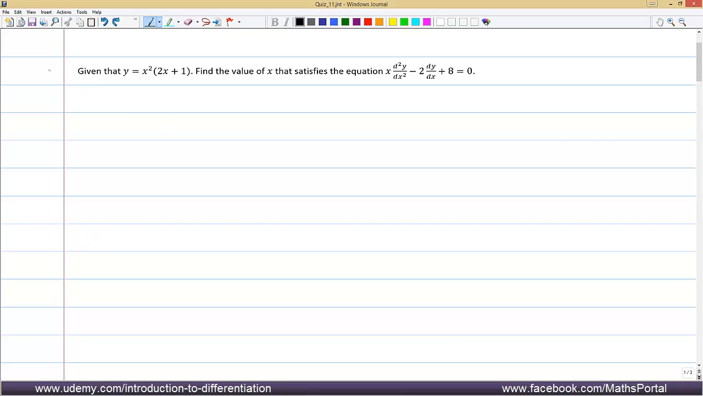Question number 1. We have an equation y equals x squared (2x + 1), and we are going to find the value of x that satisfies this equation.